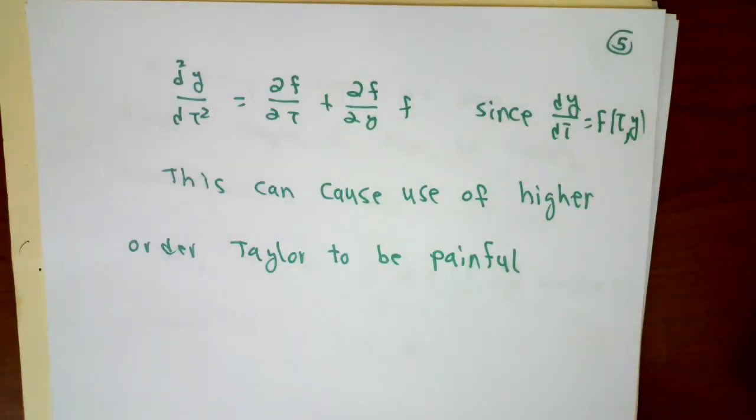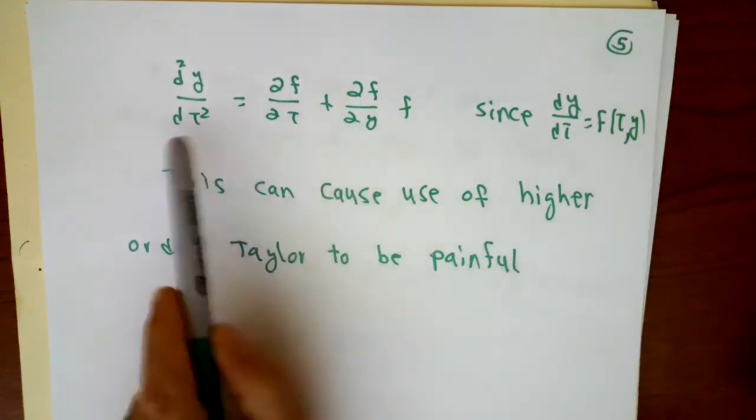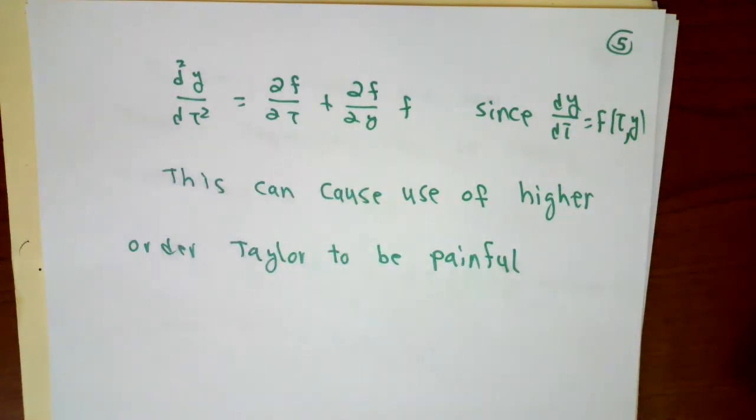Of course, in our differential equation, dy/dt is f of t and y, so we could write it in this format. In principle, you could write out the third derivative of y, the fourth derivative, and so on, and get higher order Taylor methods, but the actual calculation of these derivatives becomes painful after a while.